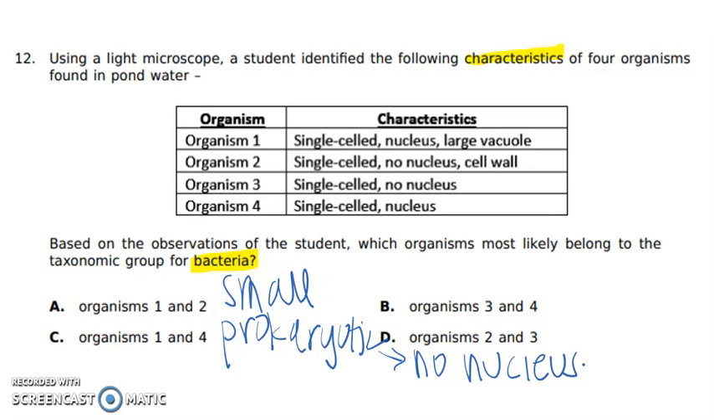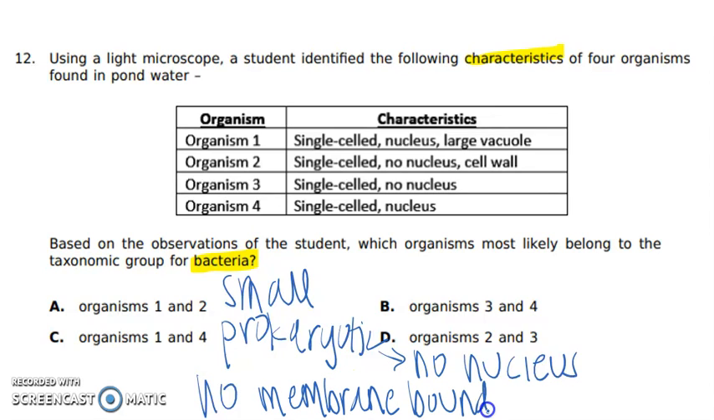Another important thing to remember about bacteria is that they don't have membrane-bound organelles. And remember, the membrane-bound organelles are going to be things like the mitochondria and the chloroplast, a nucleus, those structures that are found only in our eukaryotic cells. So based on what we remembered about bacteria, some of the most important characteristics about bacteria, let's go and see in our data table what it tells us.